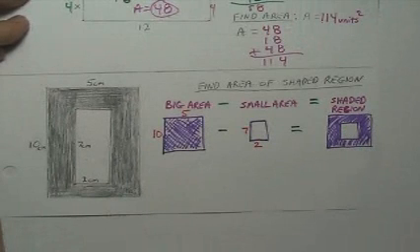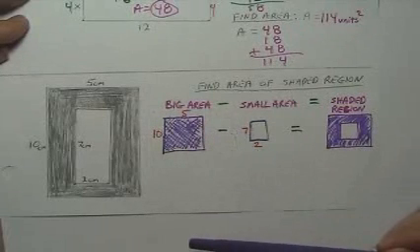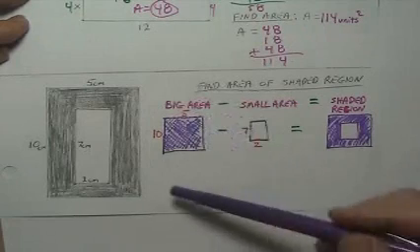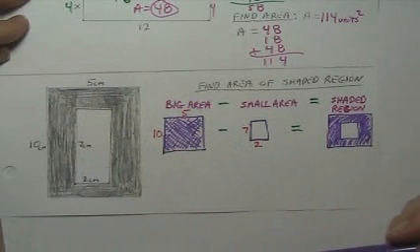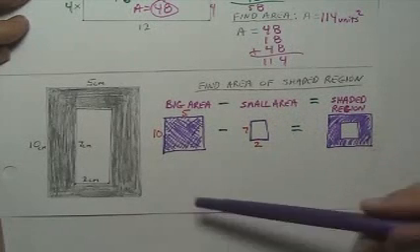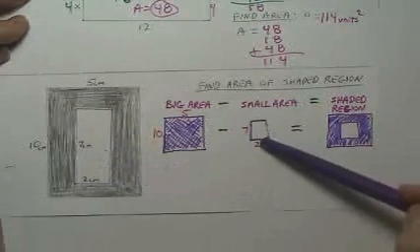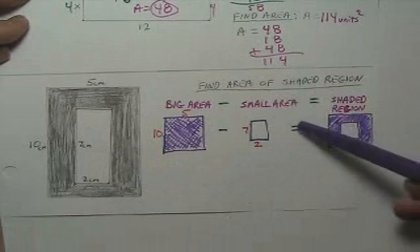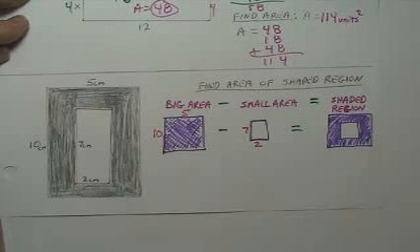Okay, here's how we calculate the shaded region. What we want to do is take the big area. I'll give you time to write this down. Take the big area, 10 by 5. That's the big area. Minus the small area. Well, the small area is this side inside, and that's 7 by 2. And if you do that, that will give you the shaded region. So the big area minus the small area gives you the shaded region.